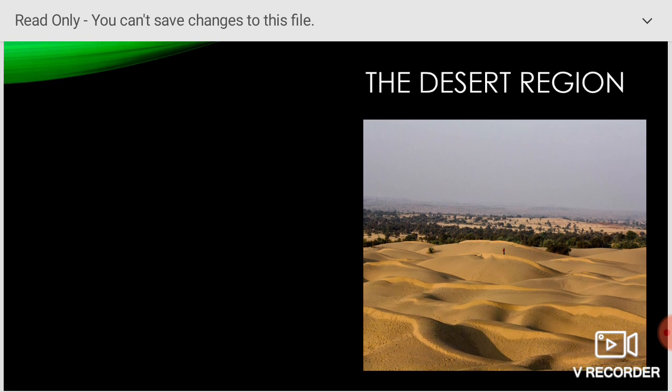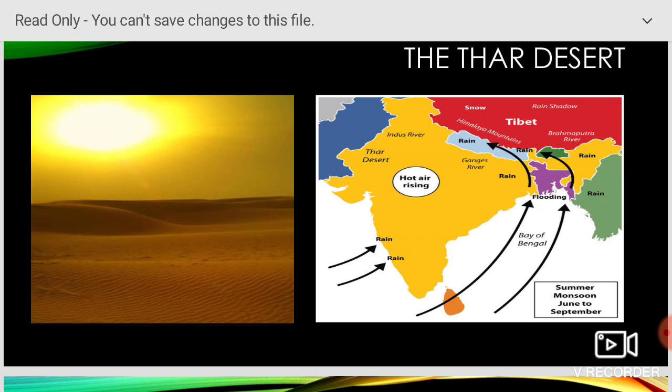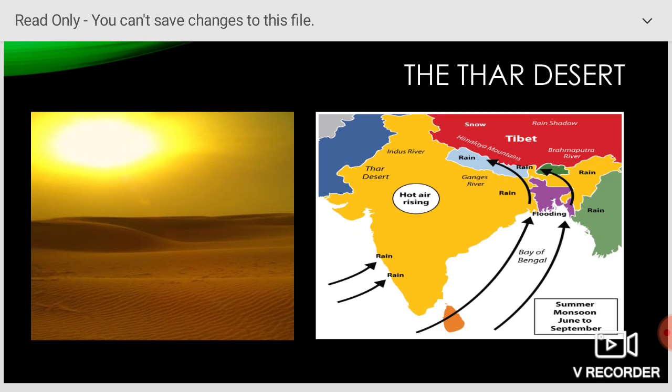The desert region. The desert region covers most of the part of Rajasthan. The Thar Desert, also called the Great Indian Desert, covers most of Rajasthan and small parts of Punjab, Gujarat, Haryana and Pakistan.